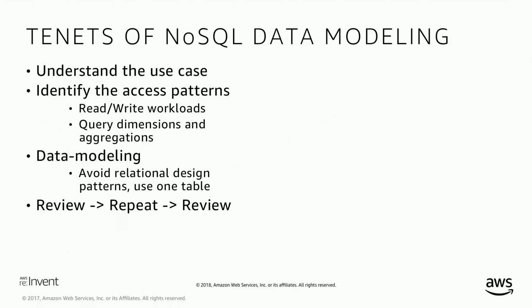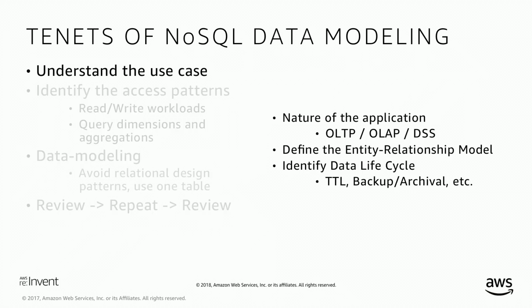So if you look at data modeling and the process of data modeling, this is what we talked about, the difference between relational and denormalized data modeling. It's about understanding that use case. We need to know what's the nature of this application. Is it an OLTP application? Is it an OLAP? Is this a decision support system? OLAP probably doesn't fit. I could throw it out right there and say that's probably not a good application for your NoSQL database.